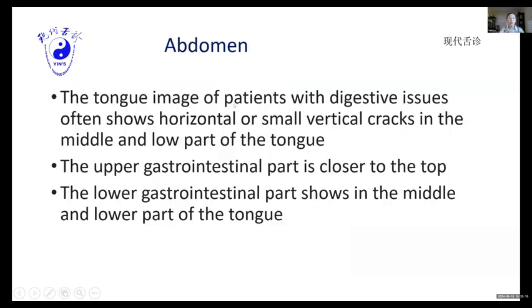So now we move to the abdominal area. The tongue image of a patient with digestive issues will show some horizontal or small vertical cracks in the middle and lower part of the tongue. This sometimes helps you differentiate whether it is a spine issue or a digestive issue. And of course, an upper GI problem will be closer to the top, and the lower GI will be in the middle and lower part of the tongue.